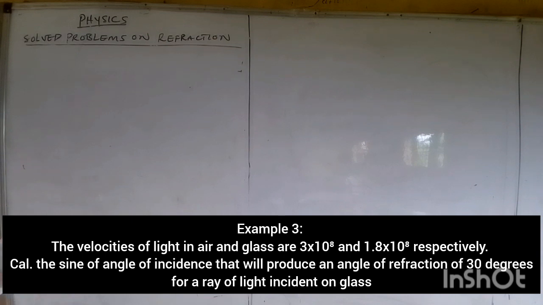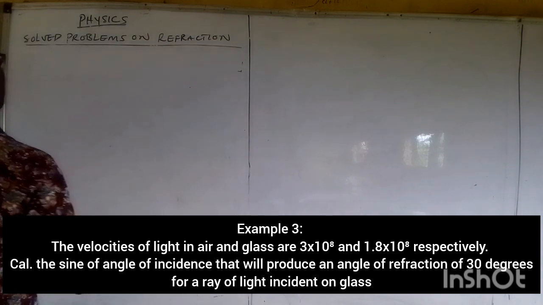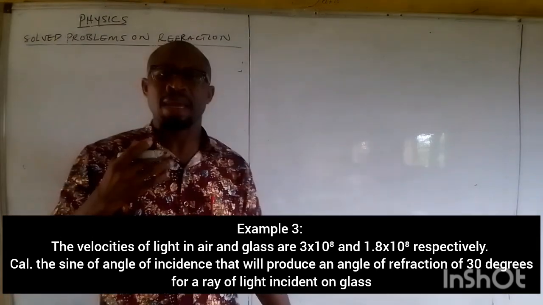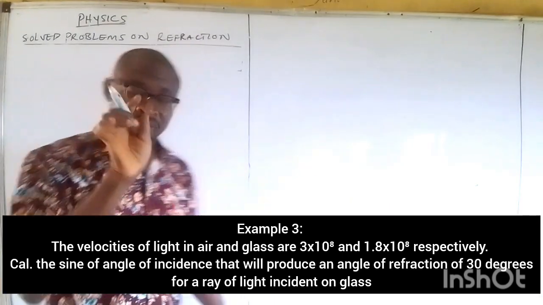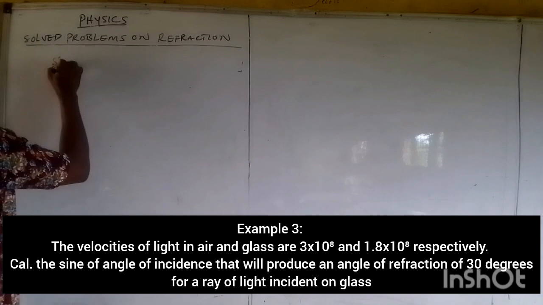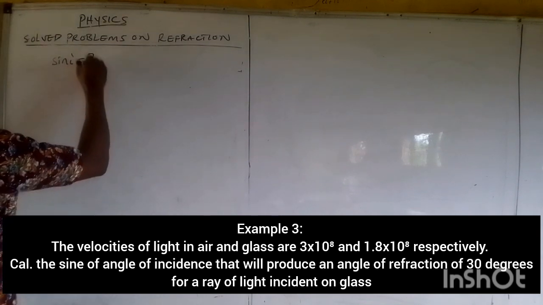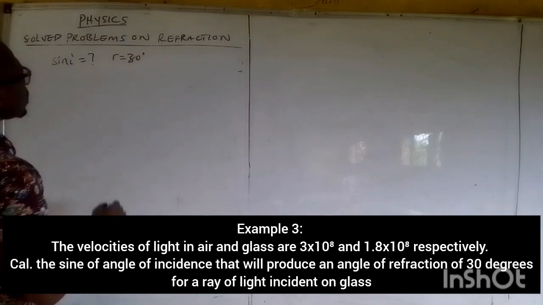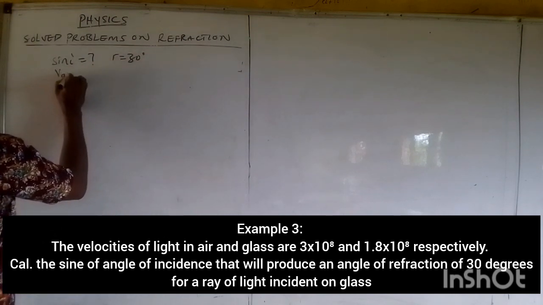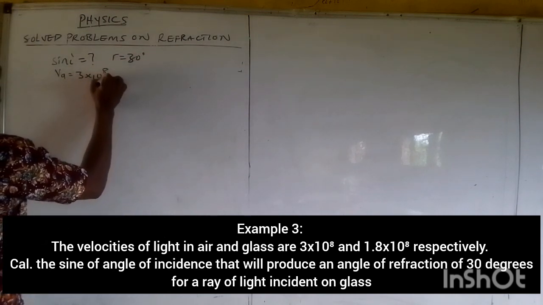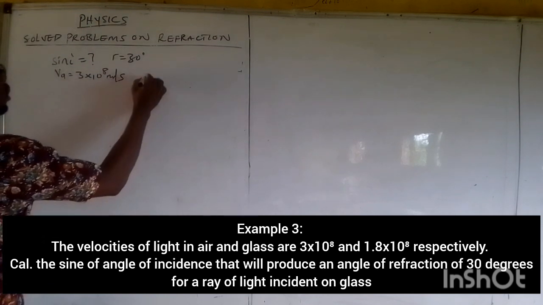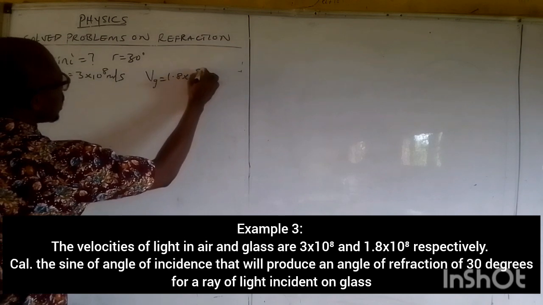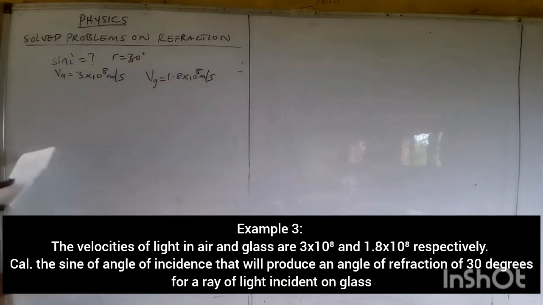Now we have from the question, remember the question says calculate the sine of the angle of incidence and not the angle of incidence itself. So we're looking for sine I. So sine I is unknown. R is 30 degrees. Velocity of light in air is 3 times 10 raised to the power 8 meters per second. Velocity of light in glass is 1.8 times 10 raised to the power 8 meters per second.